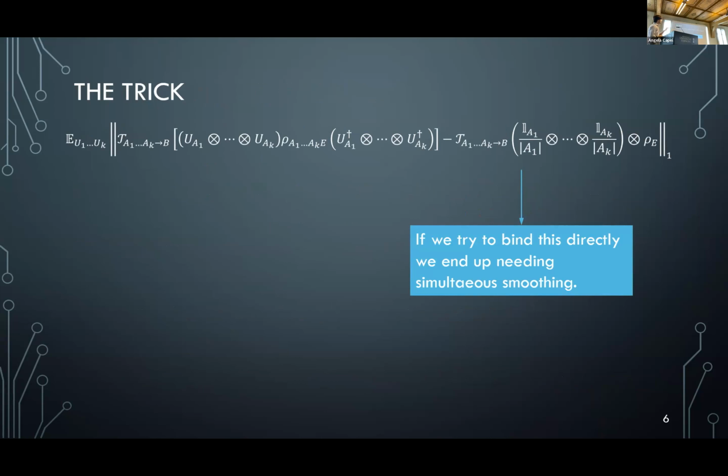It may not be super trivial to see this directly, but notice that this expectation value of this trace distance will always refer to the same input state, which is this one here, and this in turn, after all the mathematical manipulations, will result in simultaneous smoothing. Let me just keep going. Maybe this is not so clear right now, but in a minute it will be more clear when you see the substitution, the thing we use to avoid simultaneous smoothing.